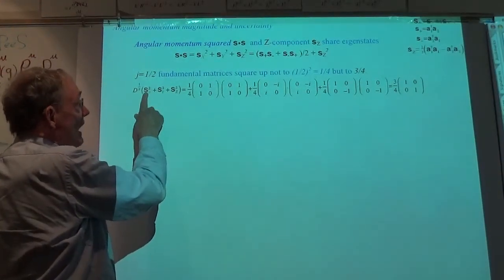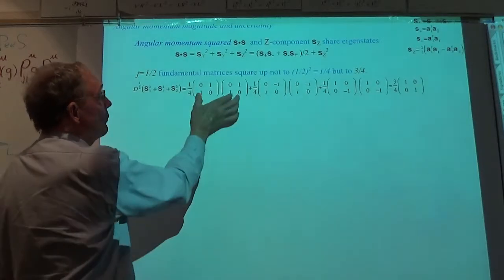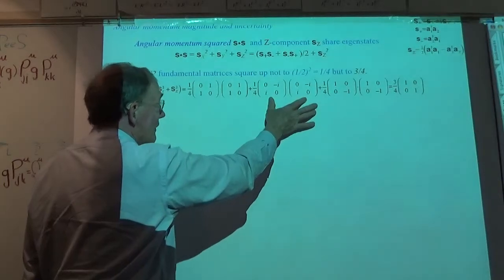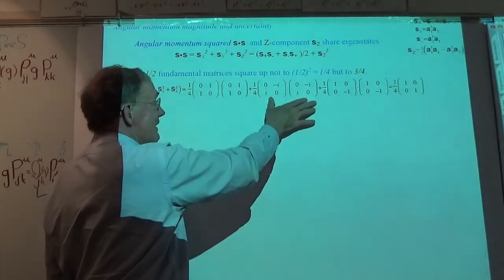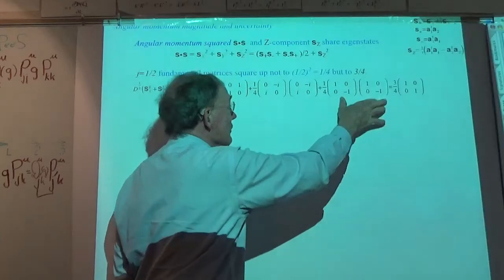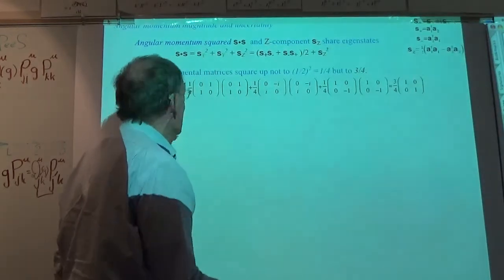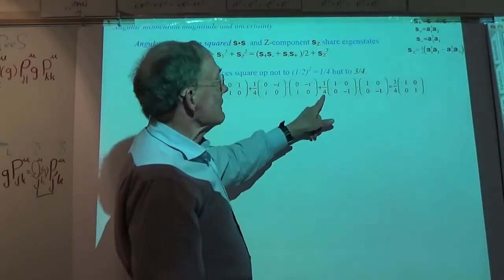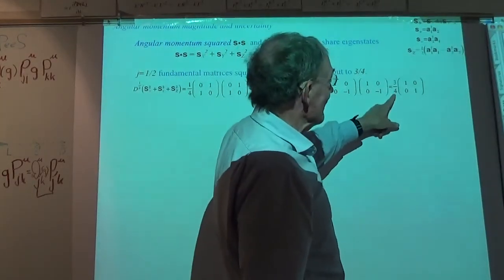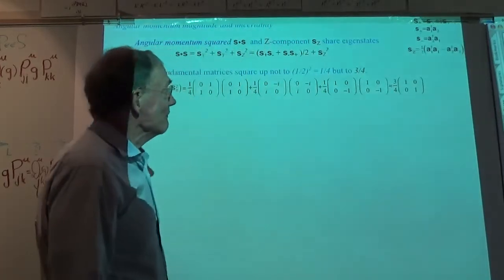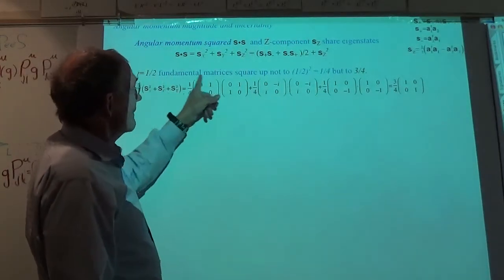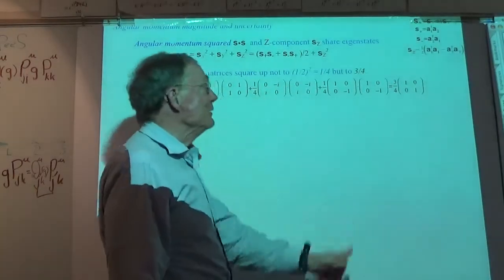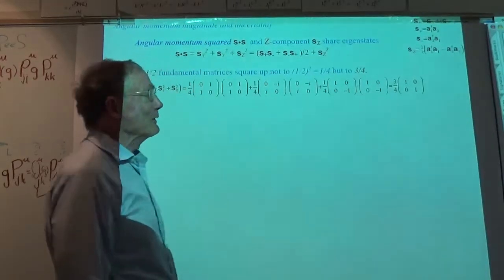Each of these things is a half sigma. Sigma squared is 1, right? This is going to square to 1 unit matrix. This is going to square to 1 unit matrix. So we're going to get 3 unit matrix times a half squared, which is a quarter. So you get 3/4 for your total angular momentum squared. 1/2 squared is not 1/4, it's 3/4. That's a lot more than 1/4.